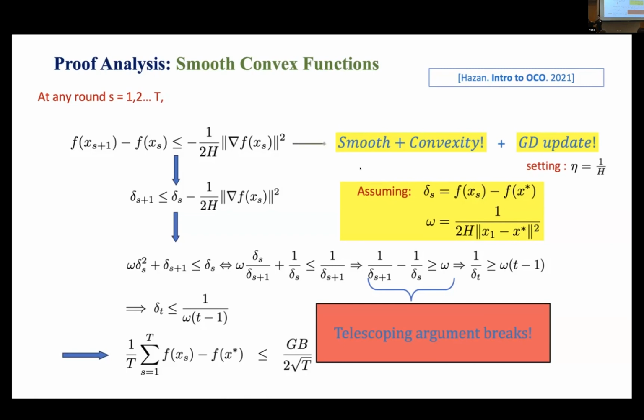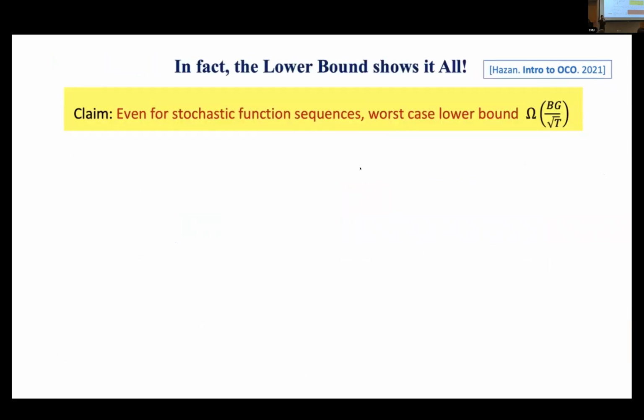In fact, there is a lower bound for online sequences of functions, which shows that no algorithm, forget about gradient descent, no algorithm you can come up with for an online sequence can do better than 1 by square root t convergence for any arbitrary sequence of convex functions, even smooth functions.